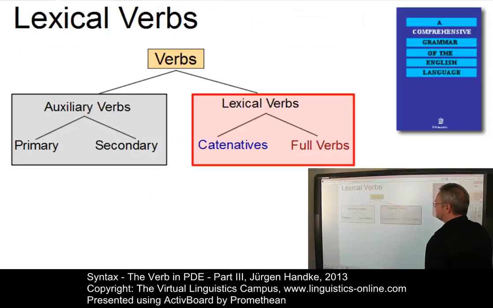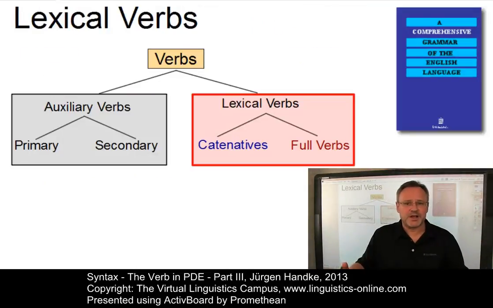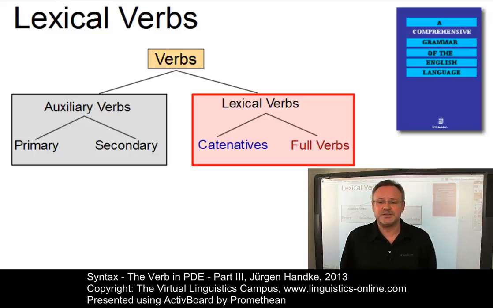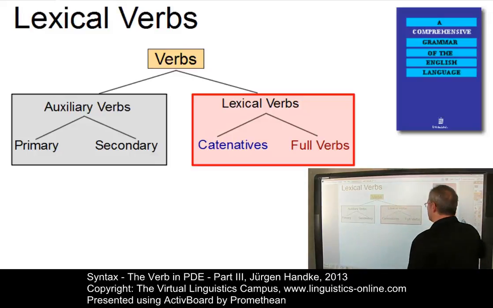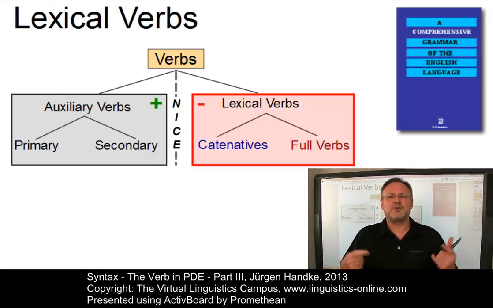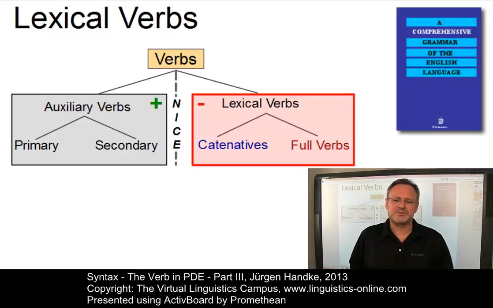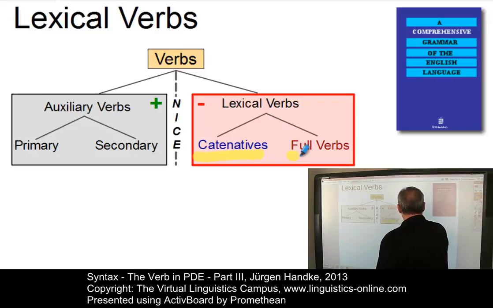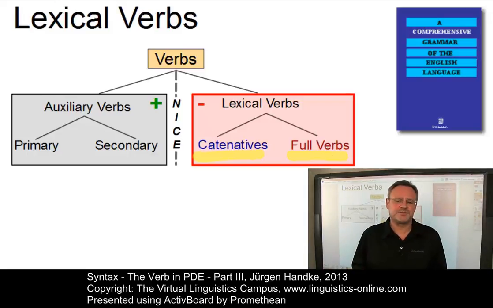Well, lexical verbs belong to the open class of words. The term lexical verb is often used in a generic way, covering all those verbs that are not auxiliaries, that is, verbs that do not satisfy the NICE contexts. Depending on their type of complement, lexical verbs can be subdivided into catenative verbs and full verbs. Let us look at catenative verbs first.